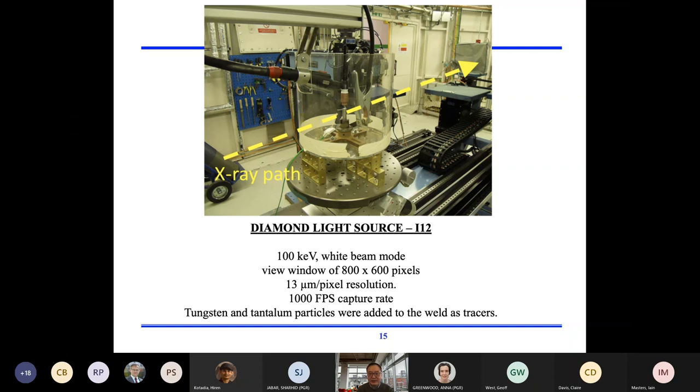In these experiments, we also use particles to trace the internal flow. The particles we chose were tungsten and tantalum particles that we added. But in the end, we selected tungsten, because tungsten can stay a longer time in the weld pool compared with titanium.